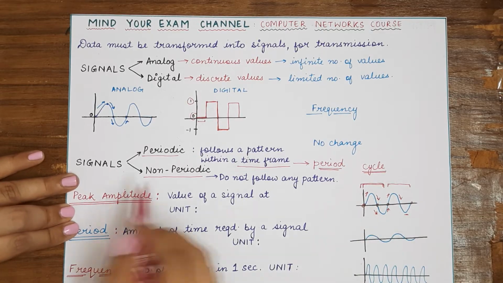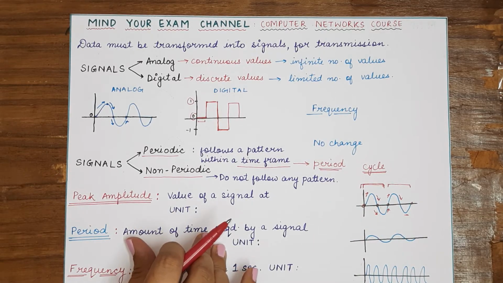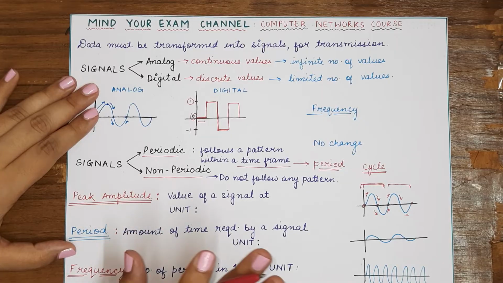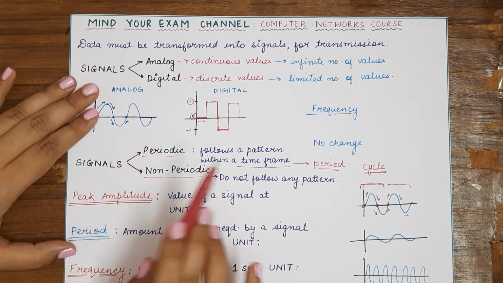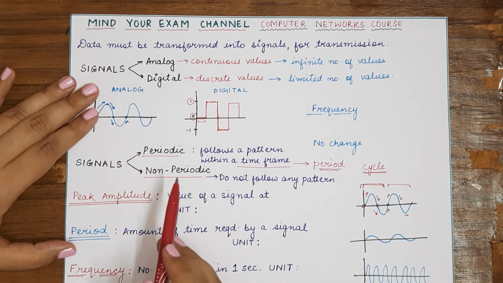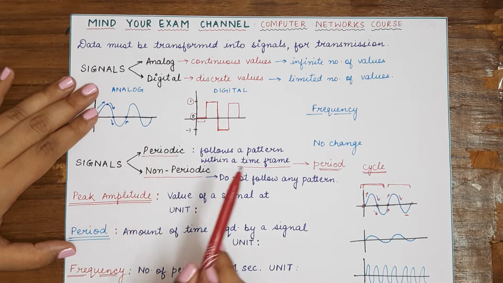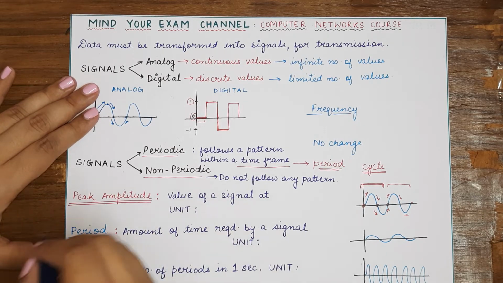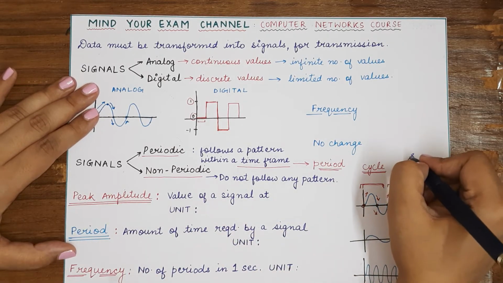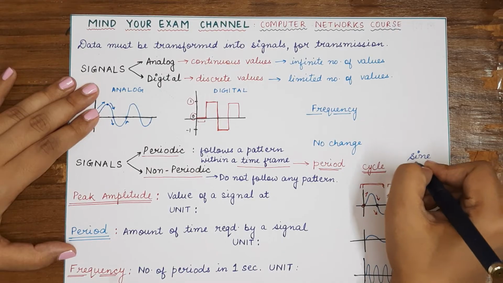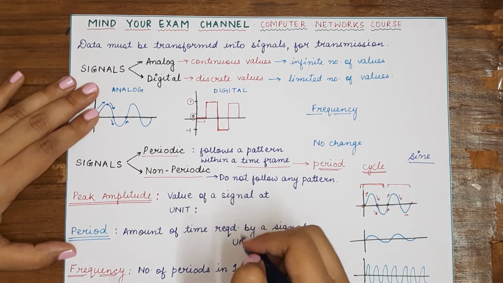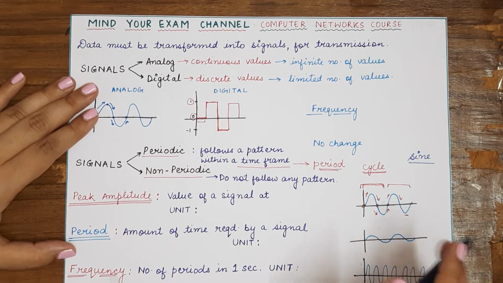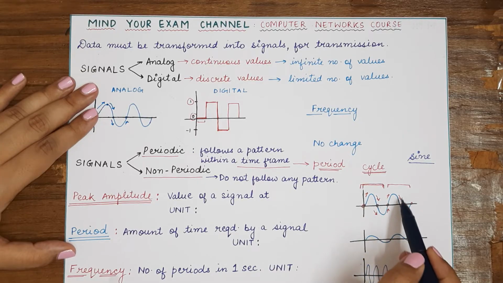Okay, now coming to analog periodic signals, because in most cases in digital communication or in network communication, analog periodic signals are used, and the most common analog periodic signal is a sine wave. As you must have studied in mathematics also, you have sine and cos waves. So this is similar to a sine wave.